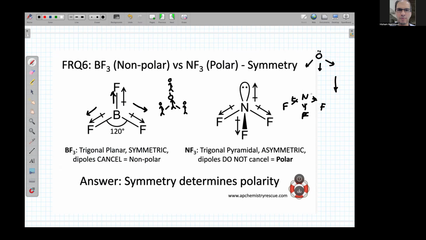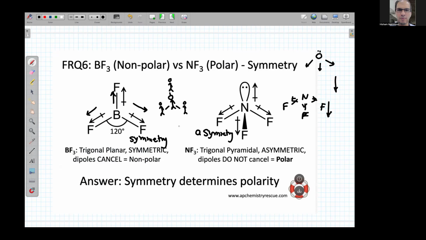The trigonal pyramidal geometry is not symmetric. That lone pair on the top creates an asymmetric distribution. The 3 dipoles pointing down don't cancel out. They add up to give a net dipole moment which goes down, away from the lone pair. So the general rule: symmetry leads to cancellation and makes a nonpolar molecule. The asymmetry prevents cancellation and makes a polar molecule.